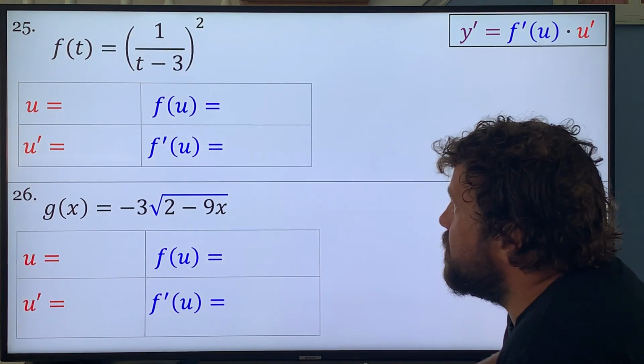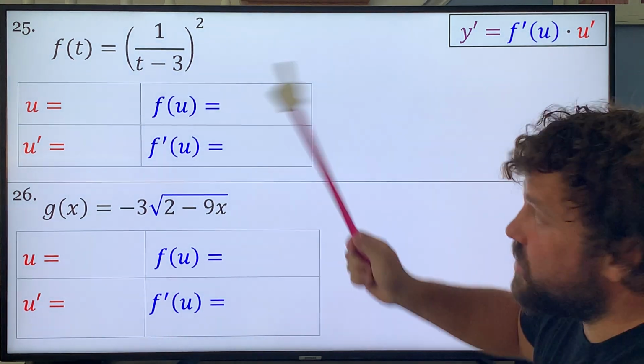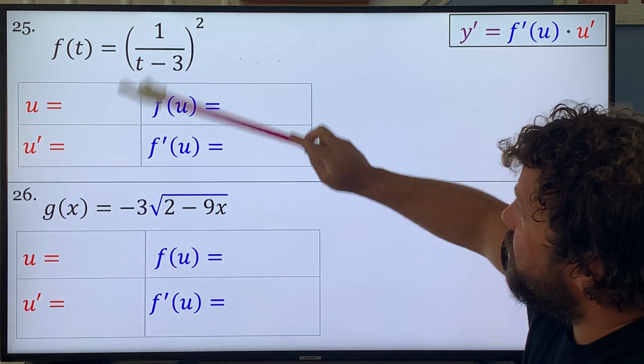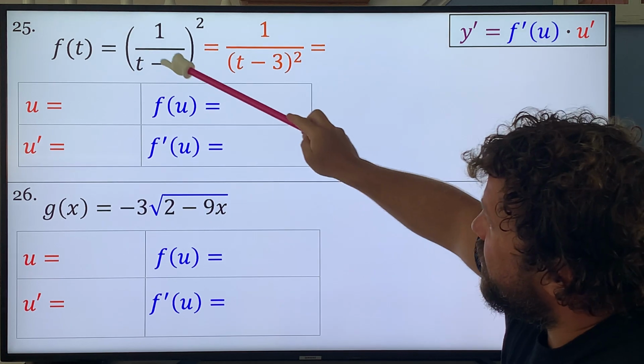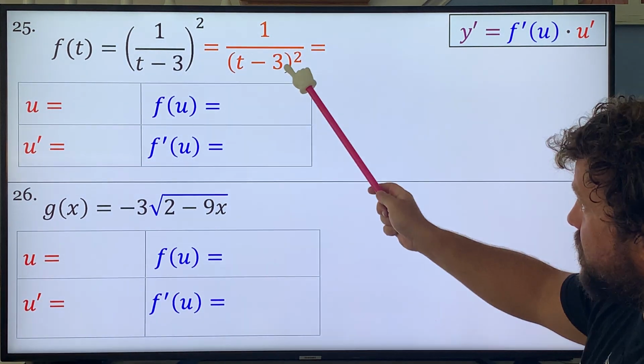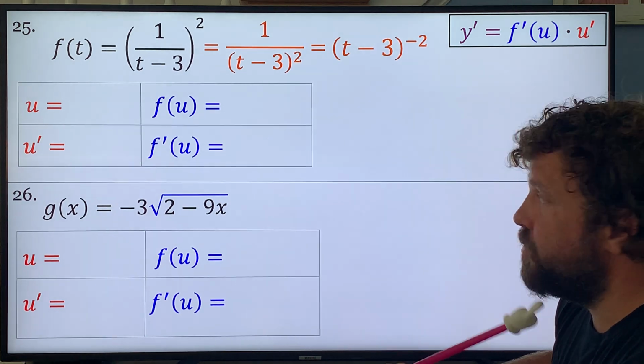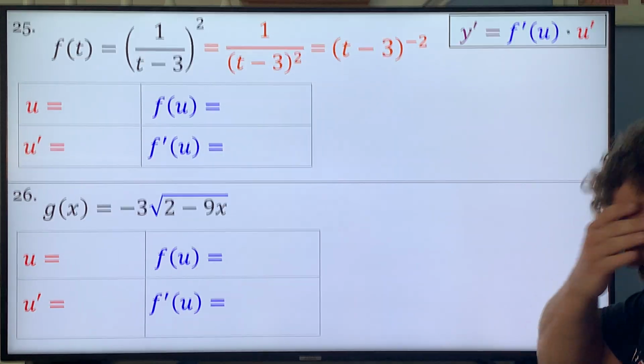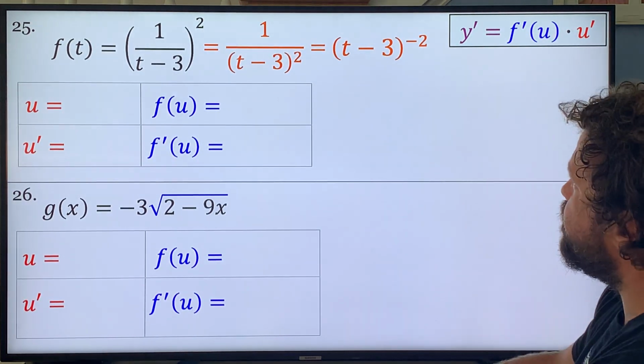What do we do here? Watch this. You want to see magic? Distribute the 2. 1 squared is 1. T minus 3 squared is t minus 3 squared. So now this is just t minus 3 to the negative 2. Can you do that? Of course. We know exponential rules, back in chapter 1.